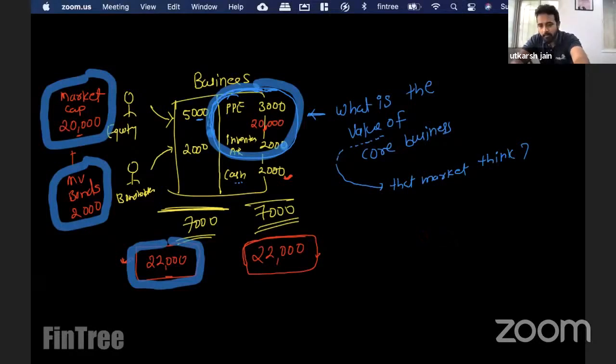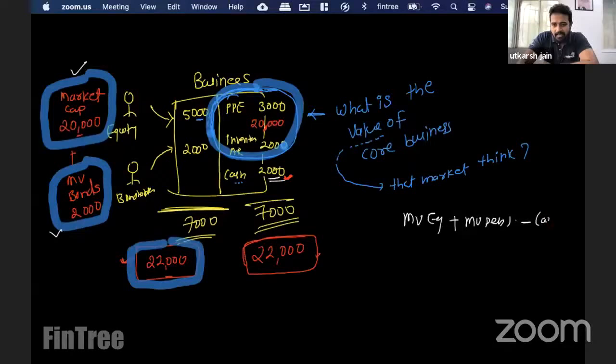And now I'll write the formula. Now maybe the formula will make a little more sense for you. Market value of equity here 20,000 plus market value of debt, so 20 plus 2, 22,000 minus this cash. So when I say minus cash and other investments, I get the true enterprise value of the firm. That is the derivation or intuition behind the formula.